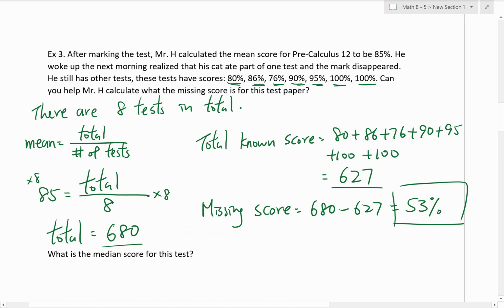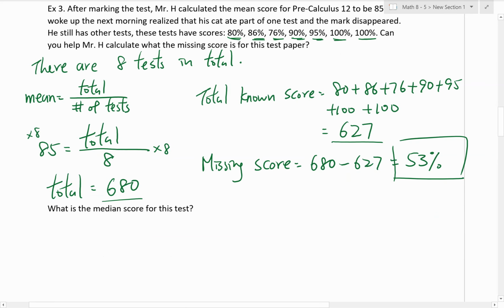Okay, so that's what you can do to solve this problem. Again, you can find the total percentage in total. There's 680%, but we know the total known score is 627%, so whatever is missing would be the last person's score. Okay, all right, so that's the average. That's part A.